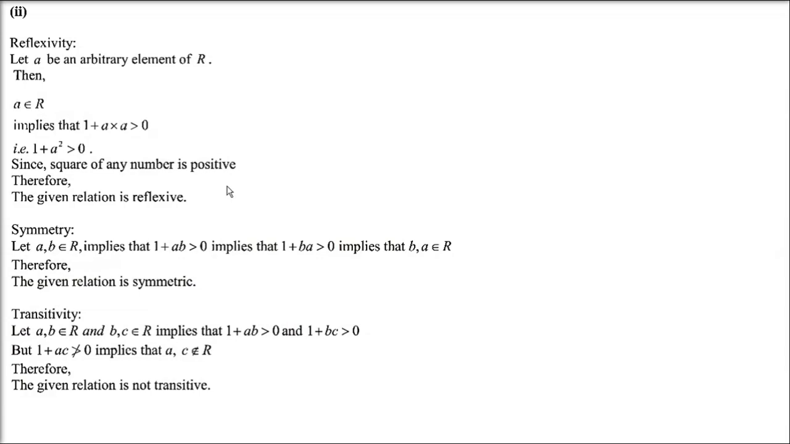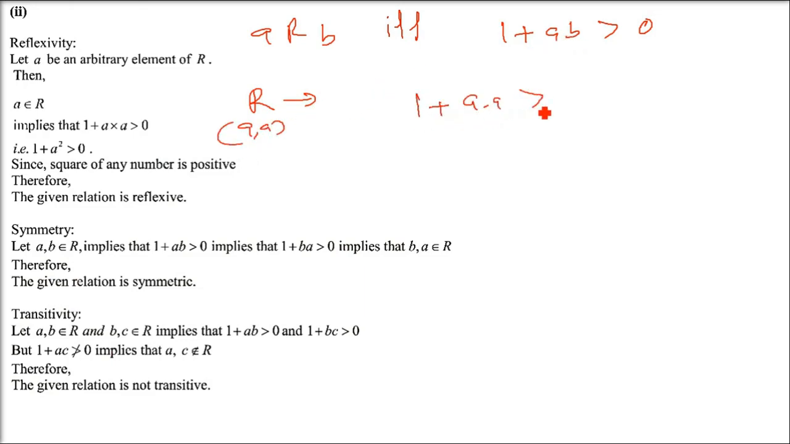Now the next one is: A is related to B if and only if 1 plus AB is greater than 0. Let us start with the reflexive. I told you for reflexive, just replace B by A, wherever B is there. So 1 plus A dot A is greater than 0, that is 1 plus A square is greater than 0. A square, negative or positive, whatever you put, it will always be positive, and you are adding 1 to a positive value, so it will be greater than 0. Even if you take a minus value, minus square will be positive. So positive plus 1 is always greater than 0.